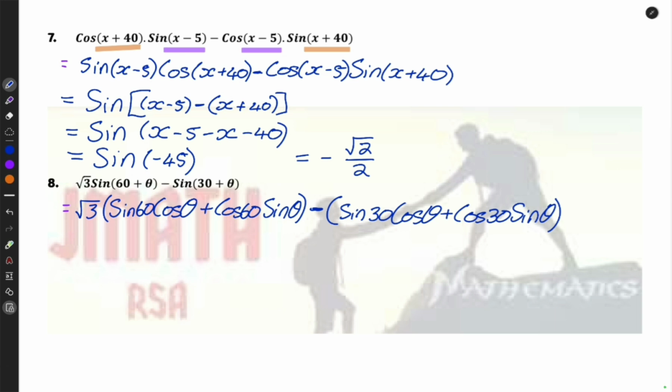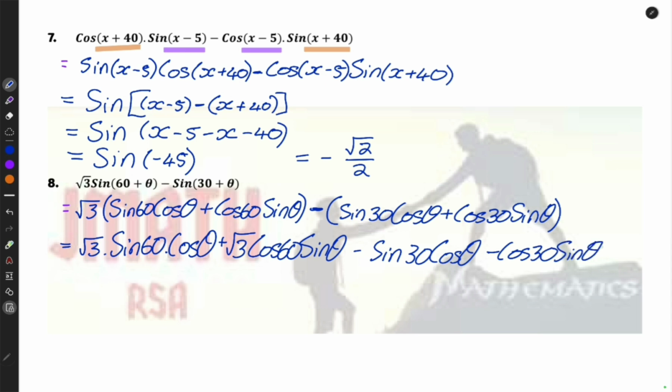So I'm going to have to change each one of them into a fraction. But let me not do too many things in one step. So for now, I'm just going to say this is a root 3. Okay, now I'm going to change all the 60s and the 30s into their fraction form, because they are special angles.